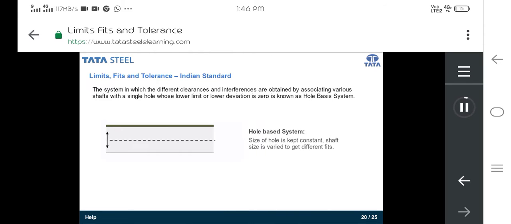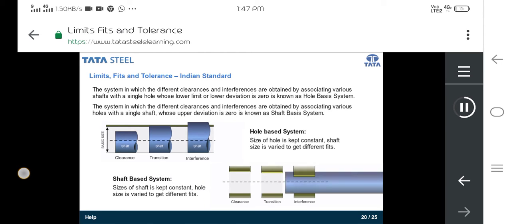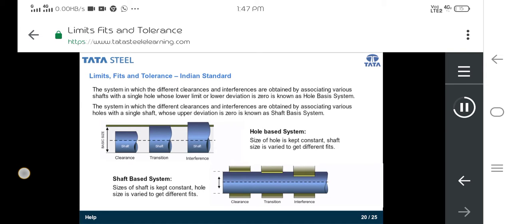The system in which the different clearances and interferences are obtained by associating various shafts with a single hole whose lower limit or lower deviation is zero is known as hole basis system. The system in which the different clearances and interferences are obtained by associating various holes with a single shaft whose upper deviation is zero is known as shaft basis system.